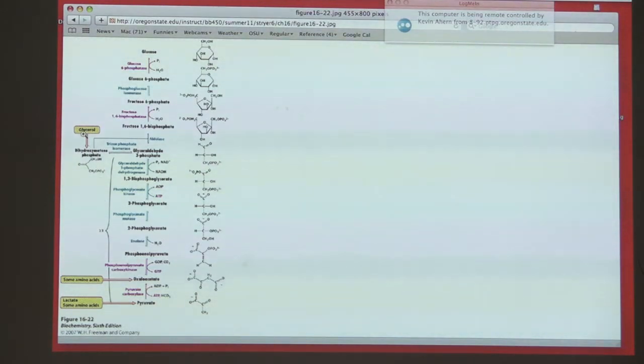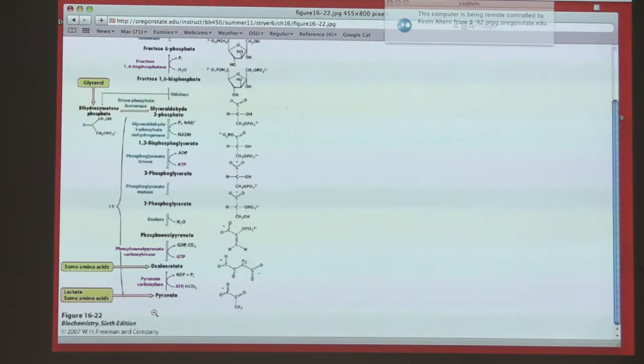The starting point for gluconeogenesis can be several things. One was glycerol here. Glycerol can go in here and then move up the ladder. We can also start with some amino acids and convert them into oxaloacetate, as you can see here. We can also start with lactate or other amino acids and convert them into pyruvate. So for all practical purposes, I'm going to start with pyruvate as our starting material for gluconeogenesis. But recognize that there are other ways of getting things in.